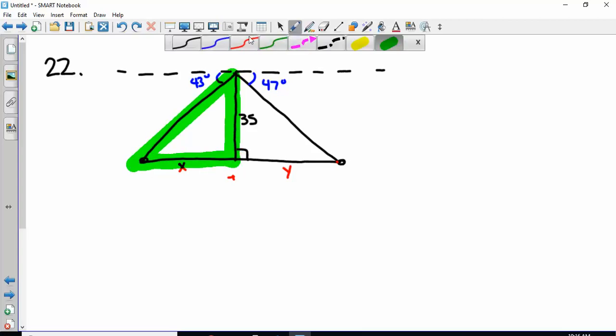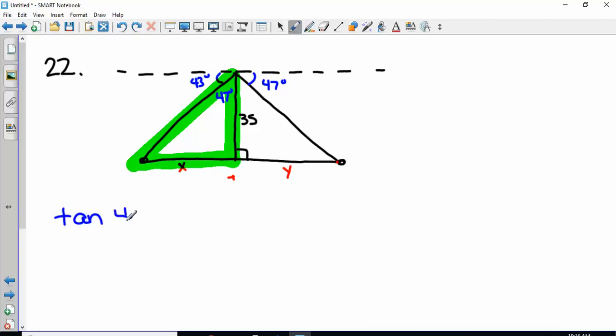This angle out here is 43. These two together should make a right angle, right? So 90 minus 43 is 47, so the angle inside the triangle is 47. From here, x is opposite, 35 is adjacent, so that would be tangent of 47 equals x over 35.